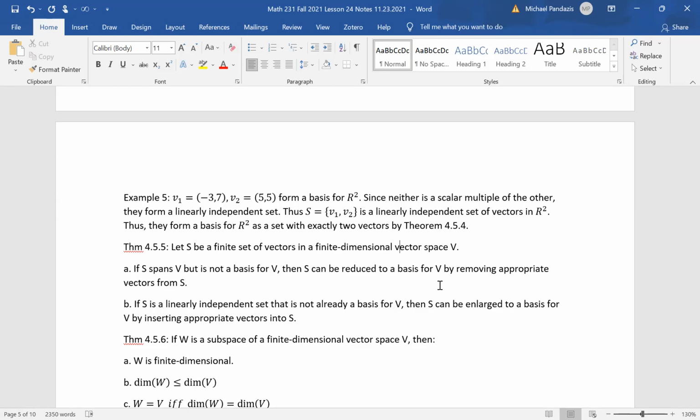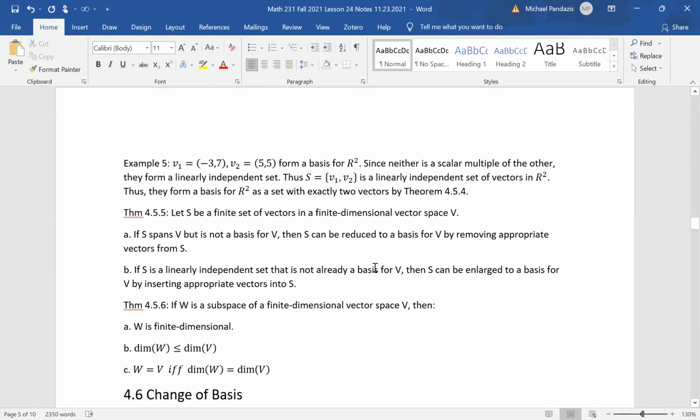But by this theorem, when working with a finite dimensional vector space V, you can reduce the size of your set S to a basis by removing appropriate vectors from S. So you have a set S that's too big; it spans your vector space, but it's not a basis. By this theorem, you can remove the vectors from S one by one, appropriately. You can't remove the wrong ones. There's a way to keep removing the correct vectors one at a time until eventually you will have a basis for your vector space, using only the vectors in the set S.